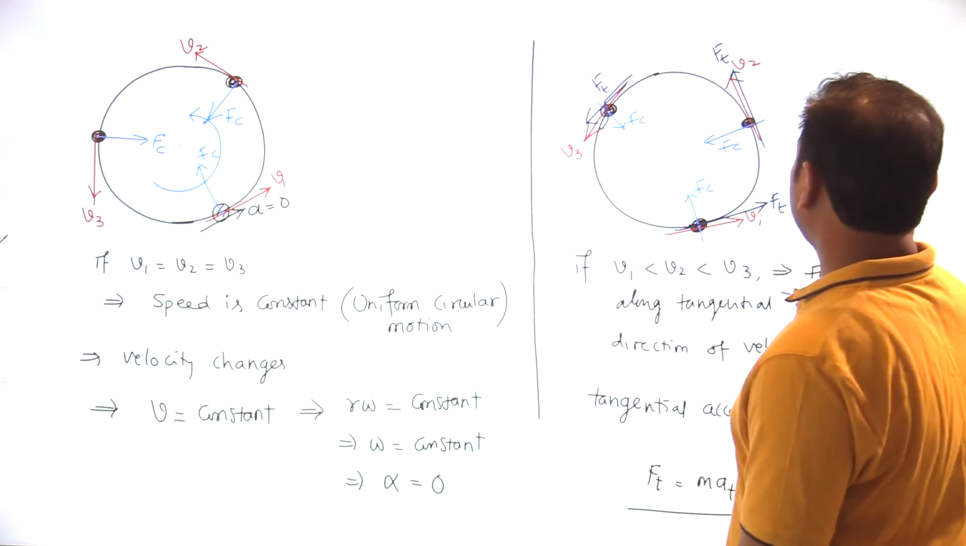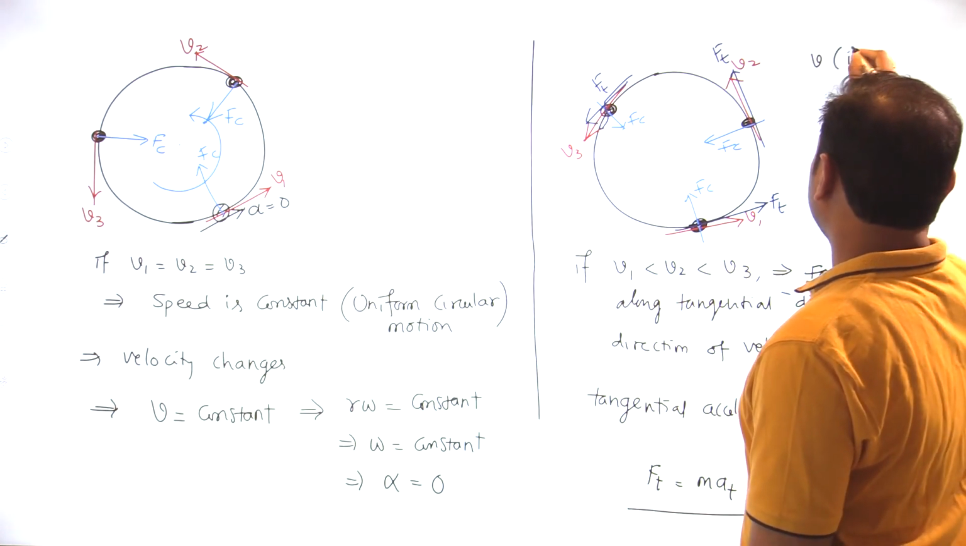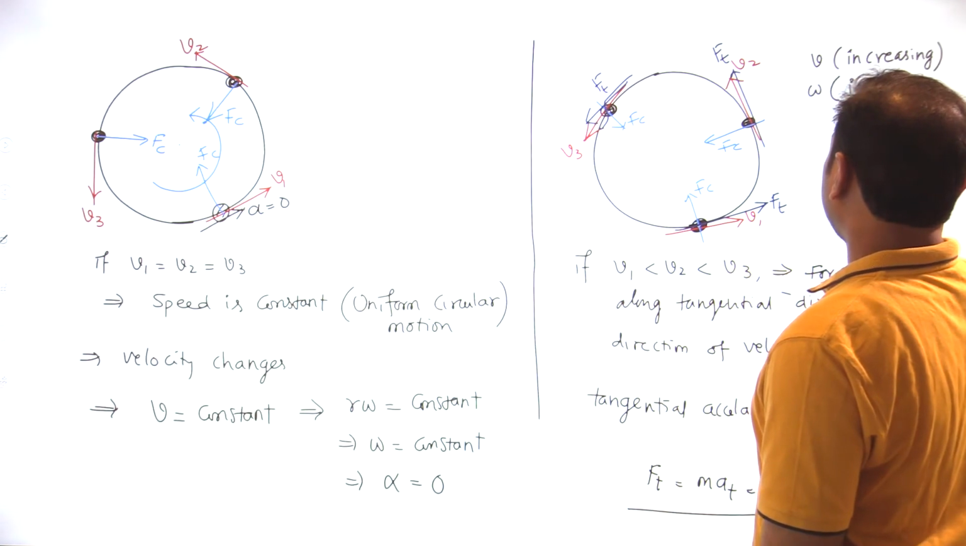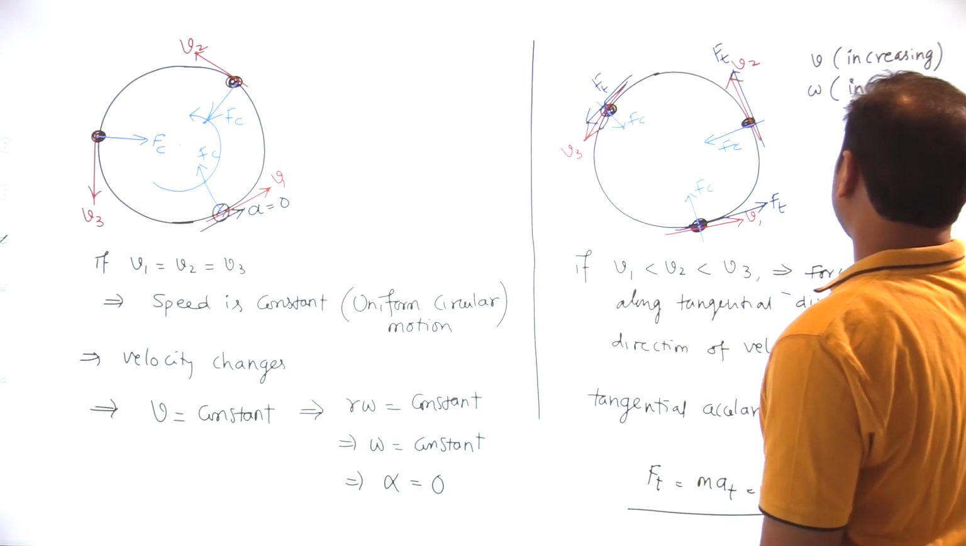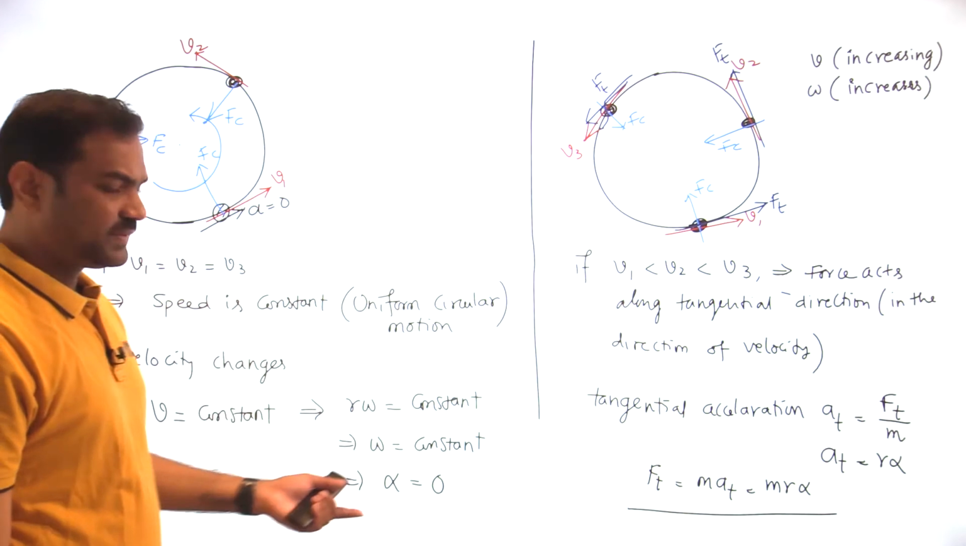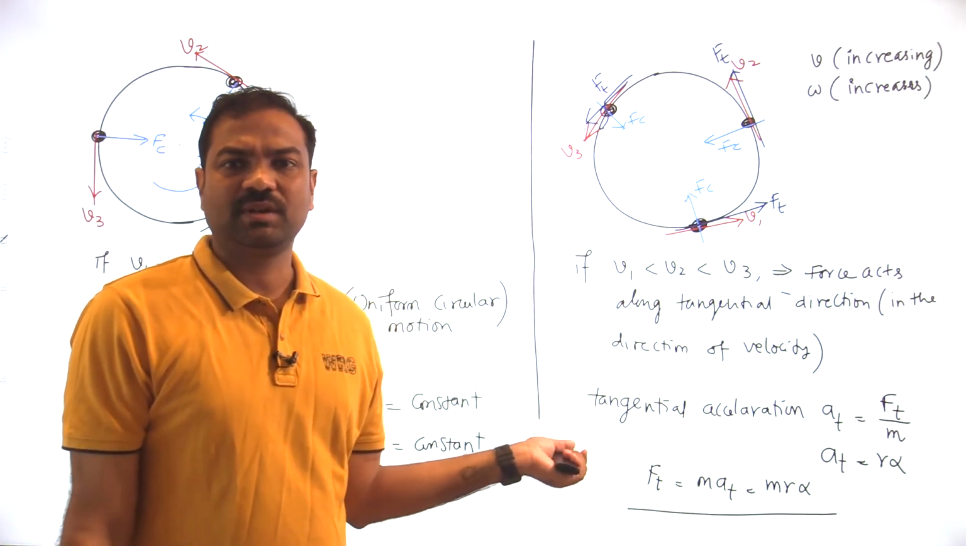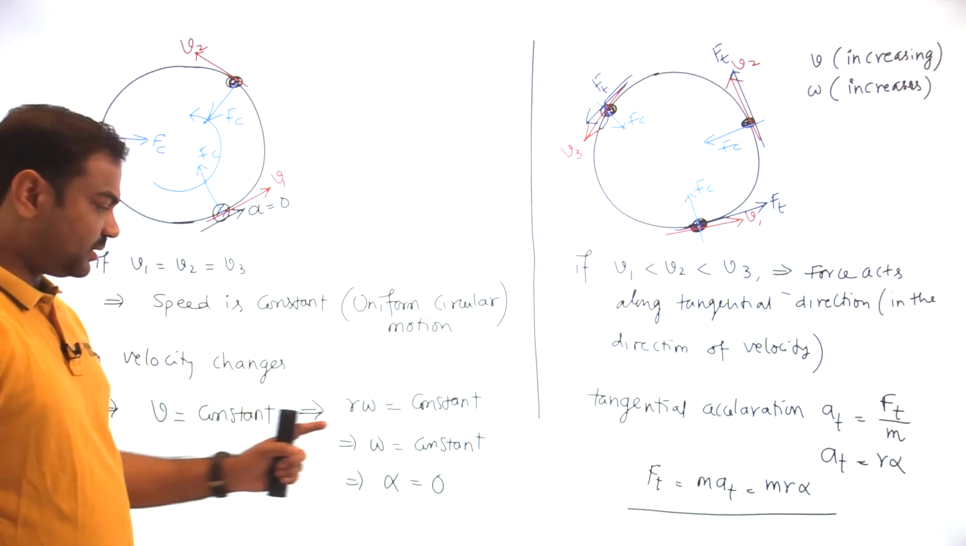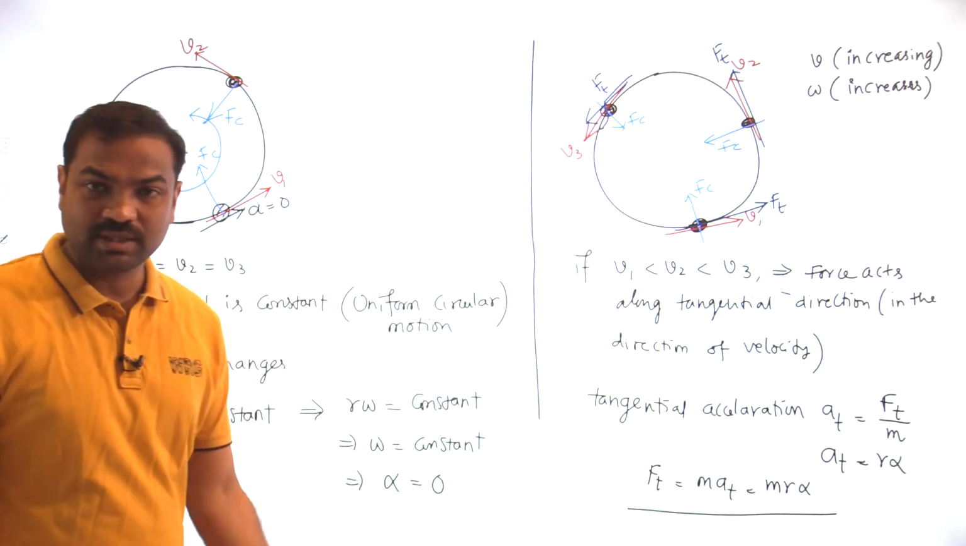Here speed is increasing or not? Speed is increasing. Then what about the omega value? Does omega increase or decrease? If speed increases, omega also increases, because V is equal to R omega. R is a constant quantity. If speed is constant, omega is constant. If speed is increasing, omega is also increasing.